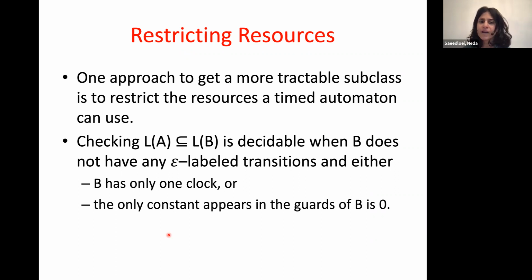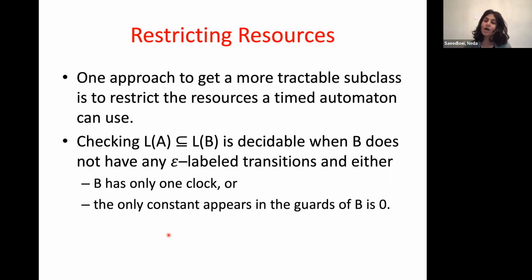And finally, one approach to get a more tractable subclass of timed automata is to restrict the resources of a timed automata that we are going to use. For example, checking language inclusion between two timed automata A and B is decidable when B does not have any epsilon label transitions, and moreover, either B has only one clock or the only constant that appears in the guards of B is 0. So you see, in general, the language inclusion problem for timed automata is undecidable, and we are trying to hunt for some classes that would make that problem decidable.